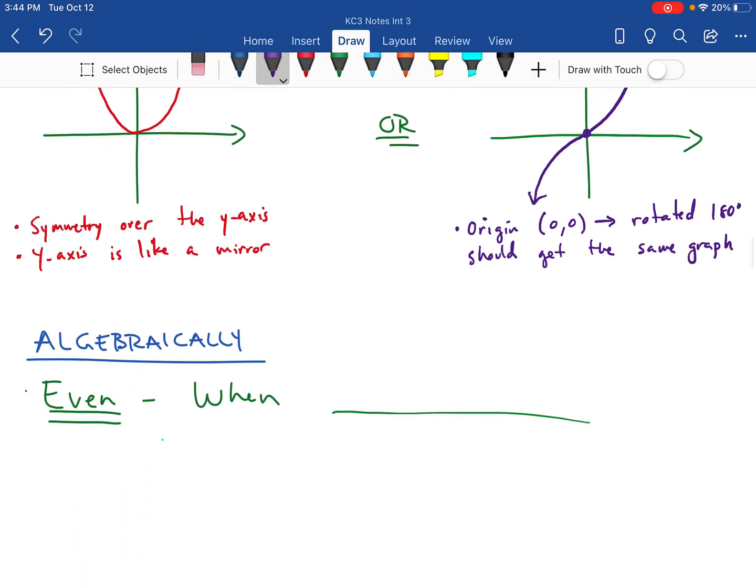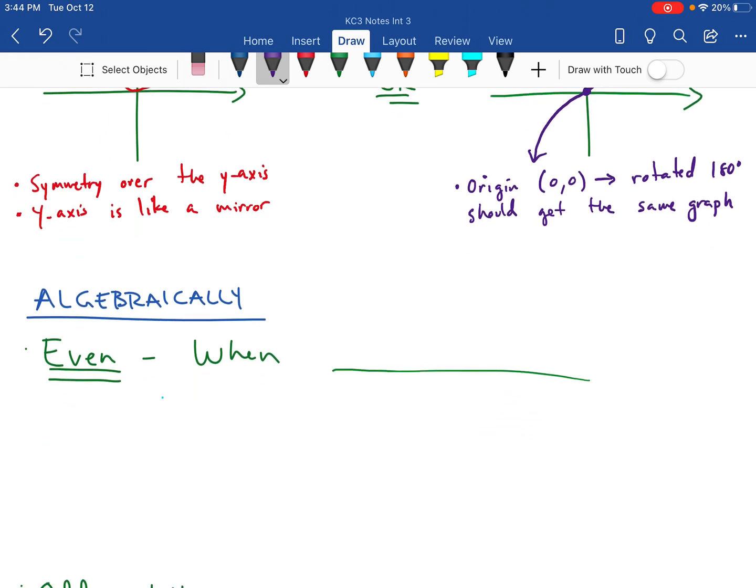Okay, now, you can also see whether a function is even or odd by figuring it out algebraically. It is an even function when you have f of negative x equal to f of x. Now, what exactly does that mean?